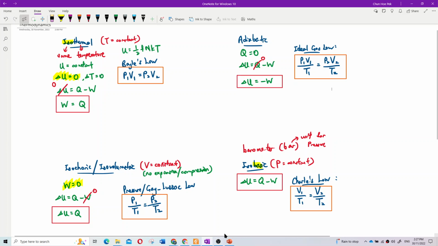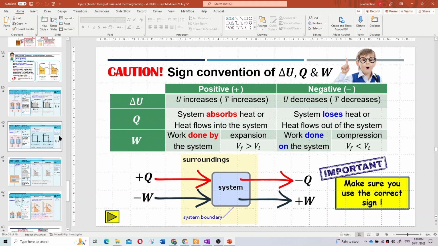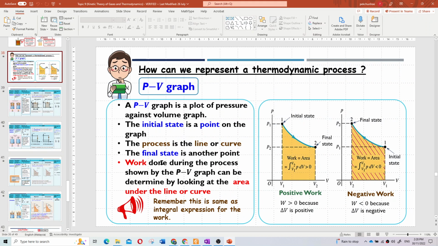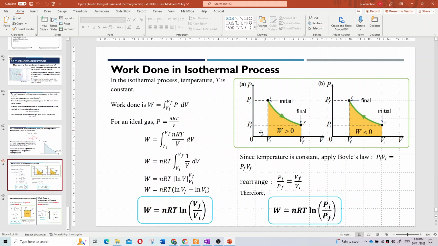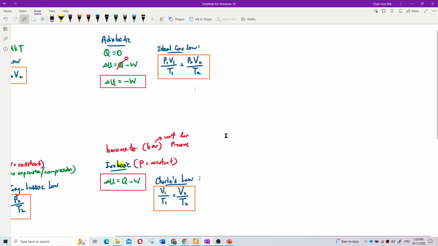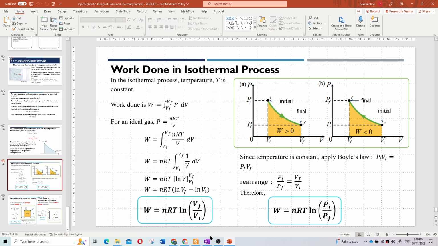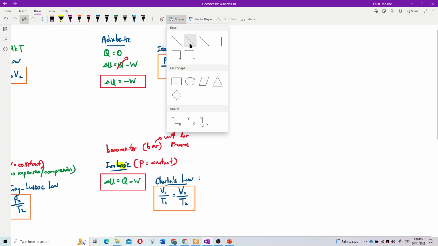Now I want to go to 9.5, which is the graph. I want to talk about the graph, about the work done. Work done is the area under the graph. Before that, I want to talk a little bit about the PV graph first. Let me have a little bit of description about this PV graph.